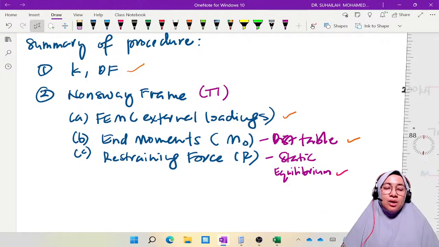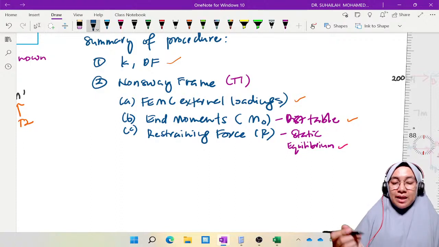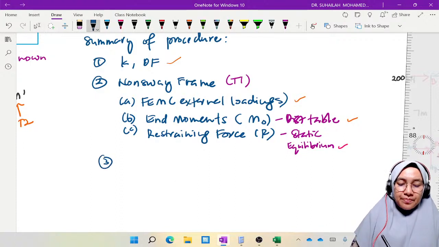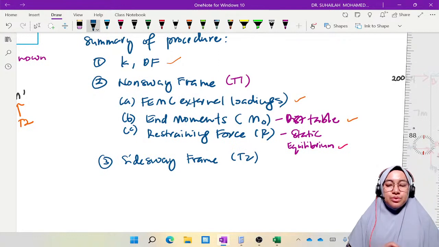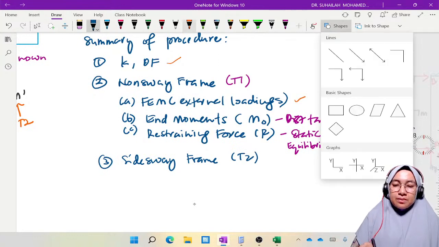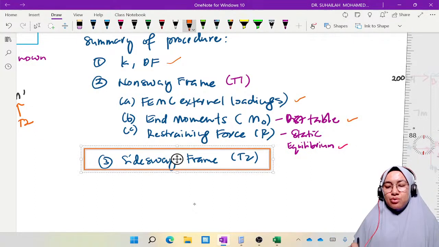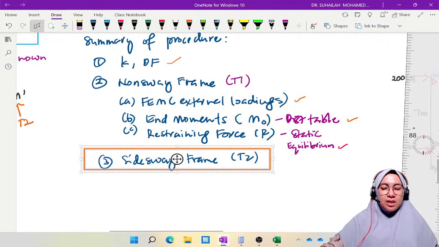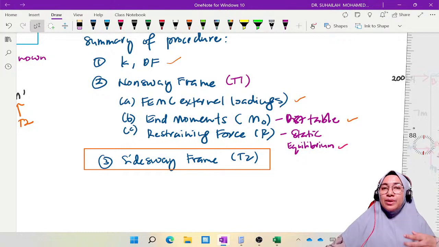So this is only half of the process, because after this we have to move to the next procedure, which is step 3, side sway frame, the table number 2. This one I will continue in the next video, series number 3.